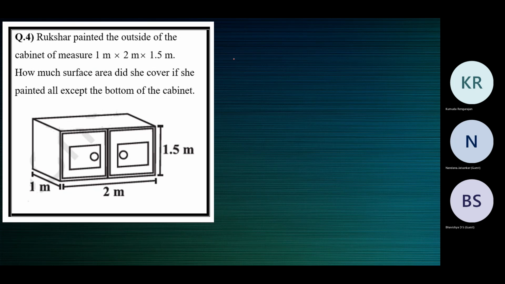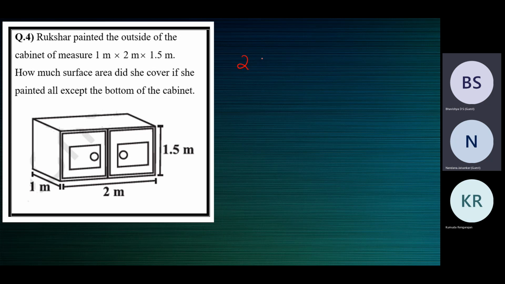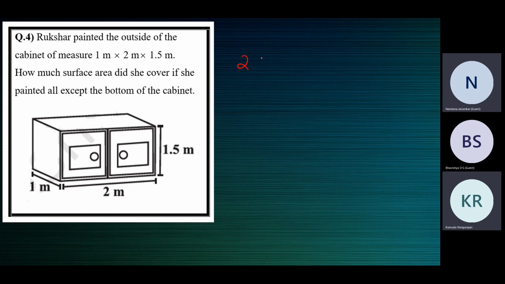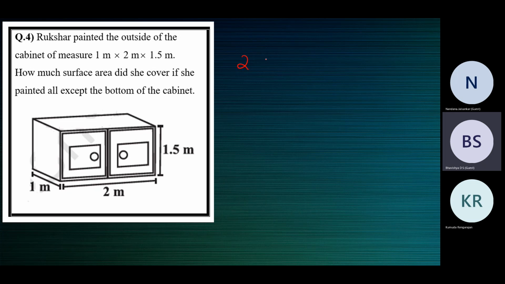Ma'am, L into B. Ma'am, 2 LB plus BH plus LH. Ma'am, 2 LB plus LH plus BH. LB plus BH plus LH. Ma'am, square units.